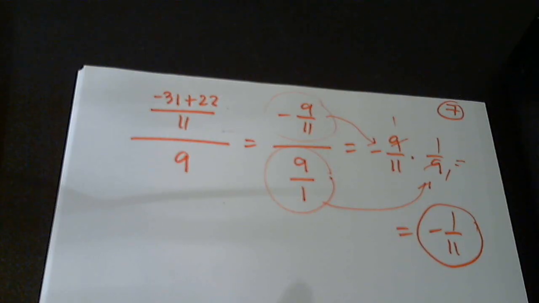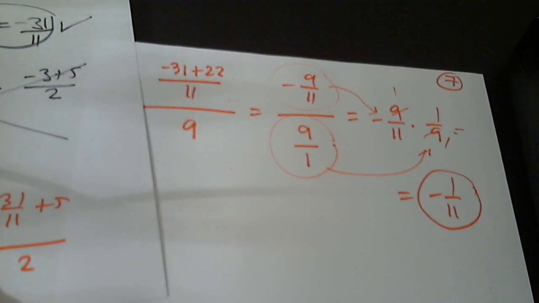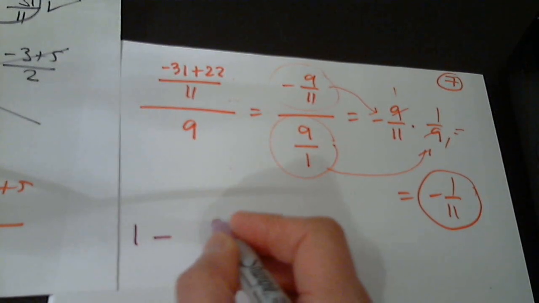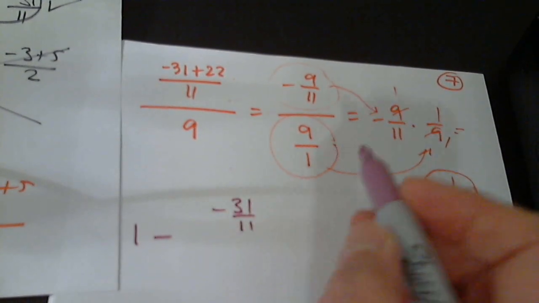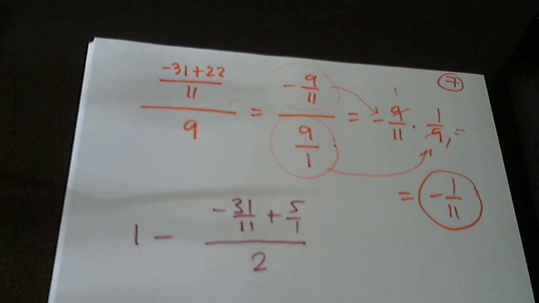If the color is not good, don't let me write with something that you can't see. Okay, now I have to do the same thing here. So 1 minus negative 31 over 11 plus 5, or 5 over 1, everything over 2. Let's see what we get now.